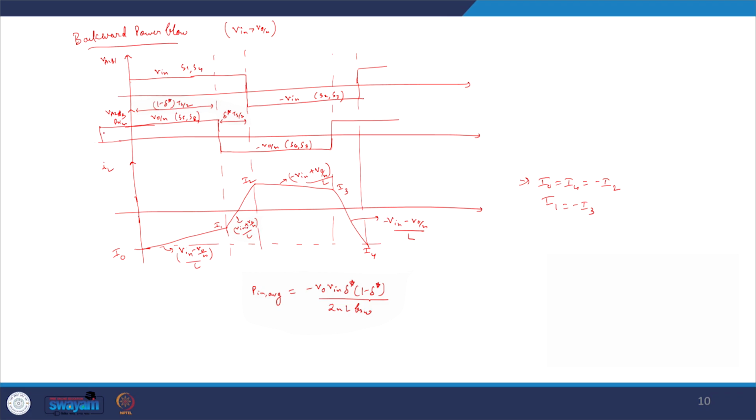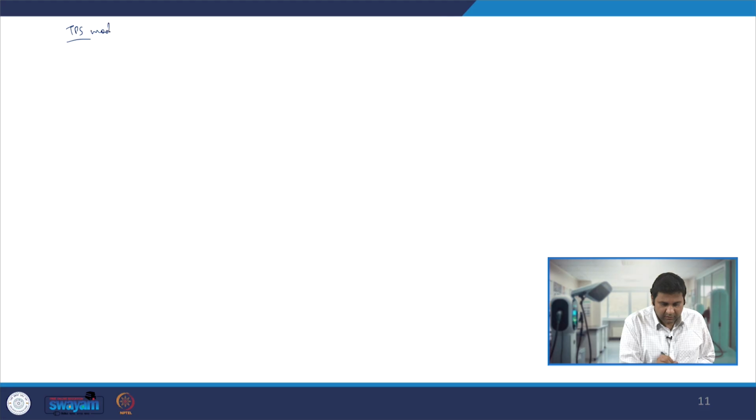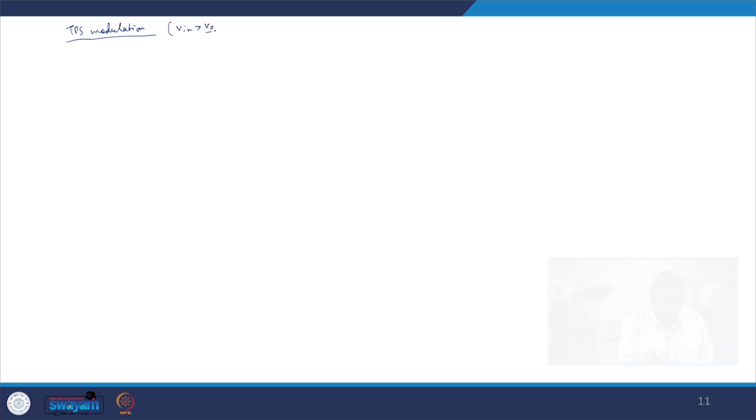Here we have given the phase shift in A2 B2 in the leading direction, because power always flows from the leading phase shift to the lagging phase shift. So accordingly one can calculate the backward power flow. Similarly, one can also see how my inductor current changes with triple phase shift, where we introduce a zero state in A1 B1 and A2 B2. So similarly one can do it for triple phase shift modulation, and again we are drawing V in greater than V naught by n. So let us see how our waveforms look.